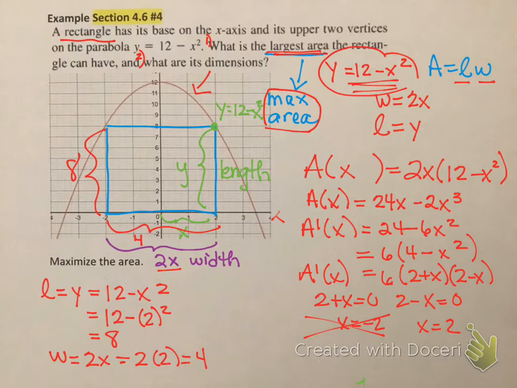That answers part 2 of my question, but what about part 1? What's the largest area the rectangle can have? Well, the largest area the rectangle can have would be 8 times 4, or 32 square units. Hope you're comfortable with this one. On to the next problem.